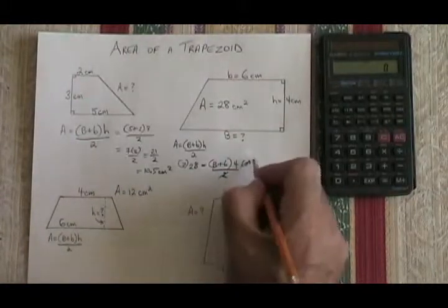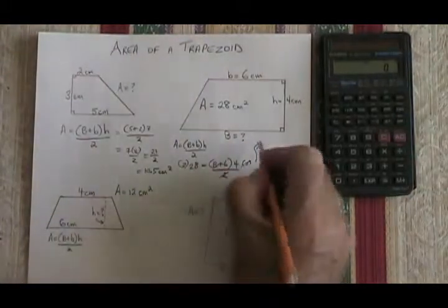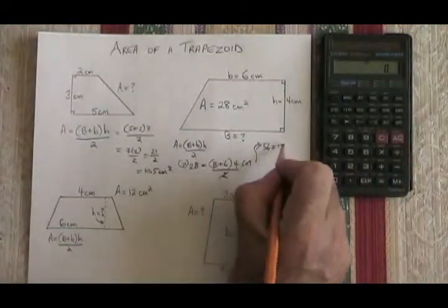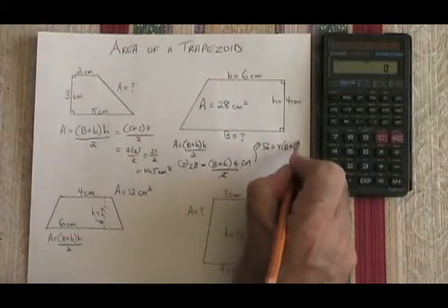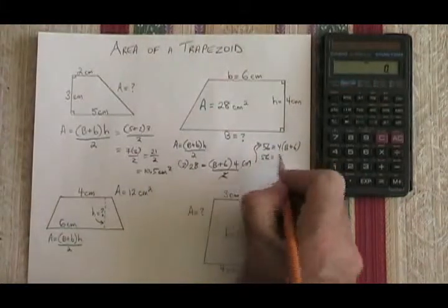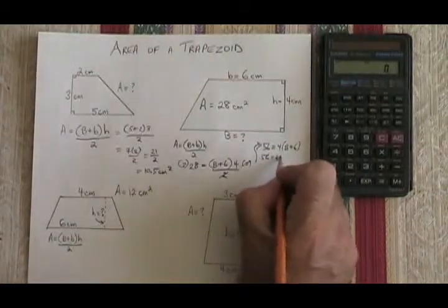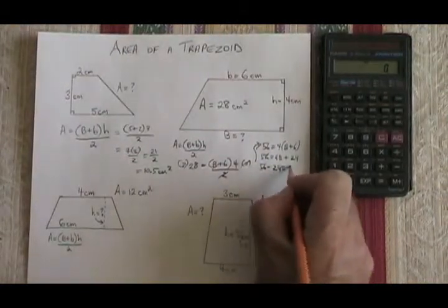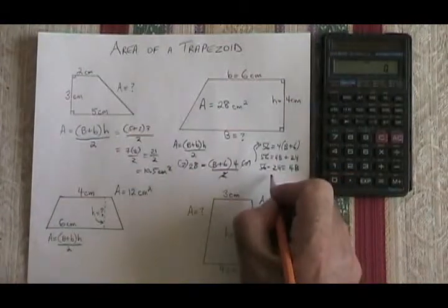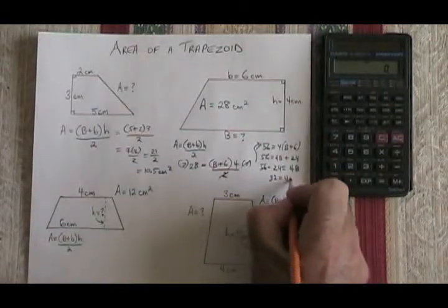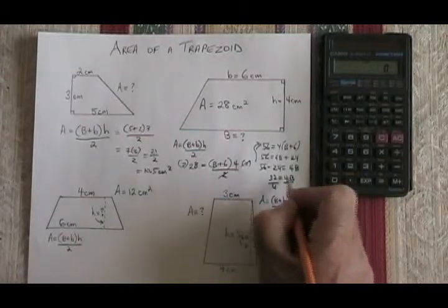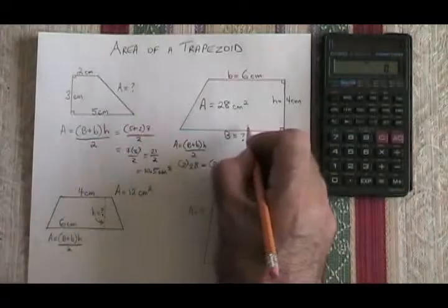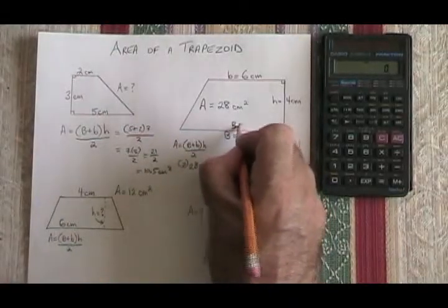These will cancel, and I end up with 28 times 2, which is 56, is equal to 4 times b plus 6. Doing the multiplication across the bracket, I get 56 is equal to 4b plus 24. 56 minus 24, therefore, is equal to 4b. 32 equals 4b. Divide both sides by 4. These 4's cancel, and my b is equal to 8. I'm running out of space, I'll put it here. Big B is equal to 8.